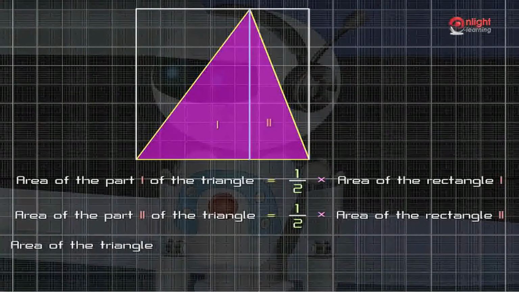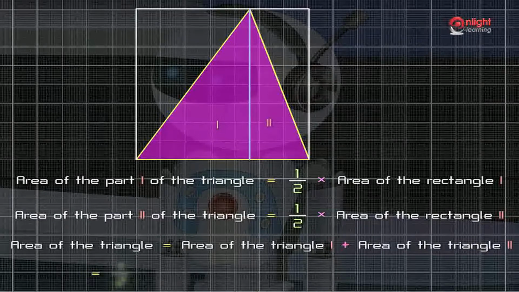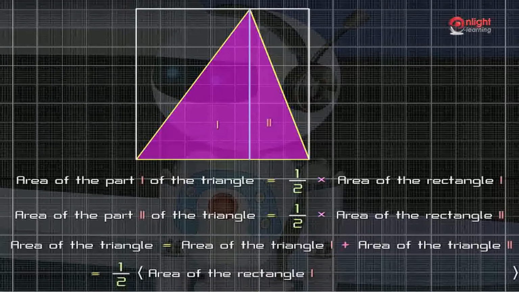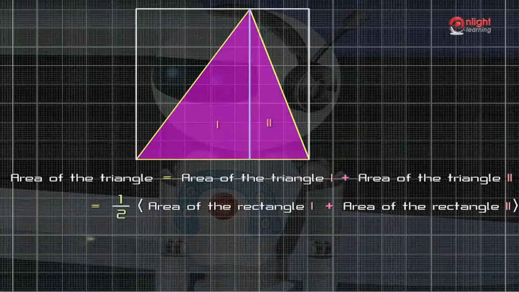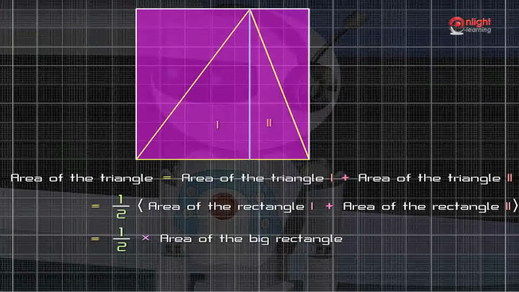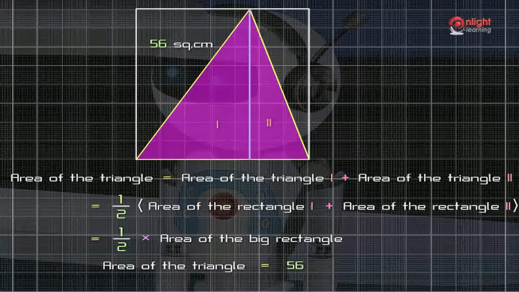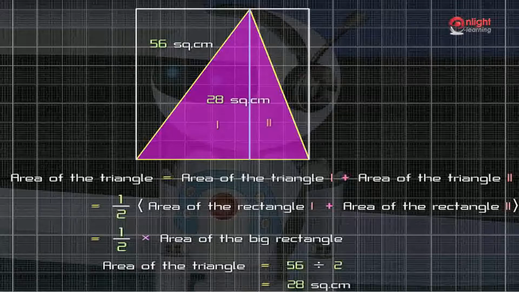Hence, the area of triangle is equal to sum of part 1 and 2, which is equal to half the sum of areas of rectangle 1 and rectangle 2, which is equal to half the area of the big rectangle. Hence, area of the rectangle, as we can see from the figure, is equal to 50 square centimeters. Hence, the area of the triangle is 56 centimeters divided by 2, which is equal to 28 square centimeters.